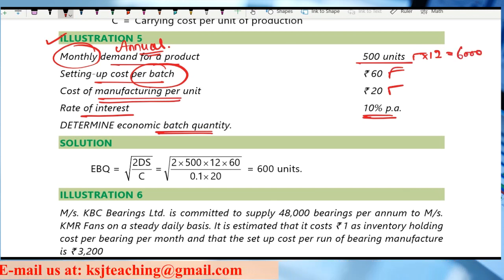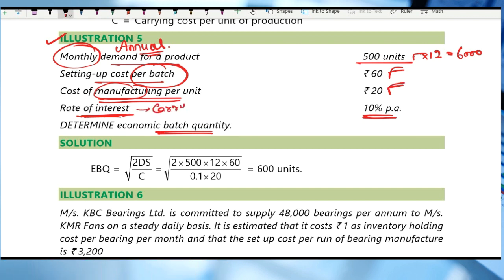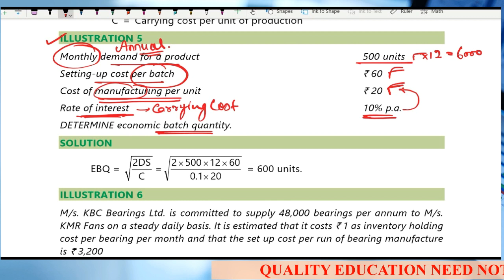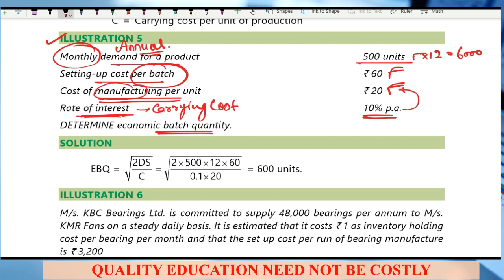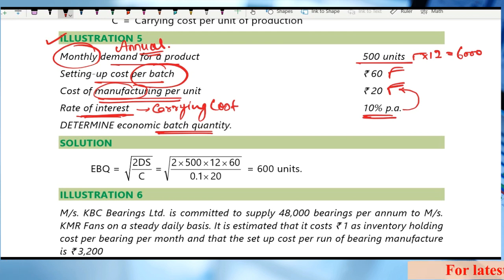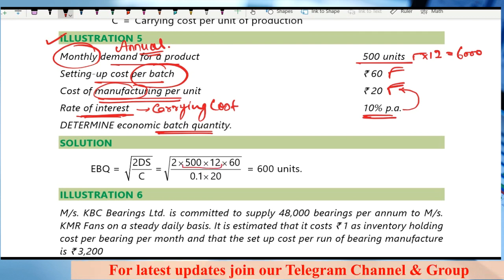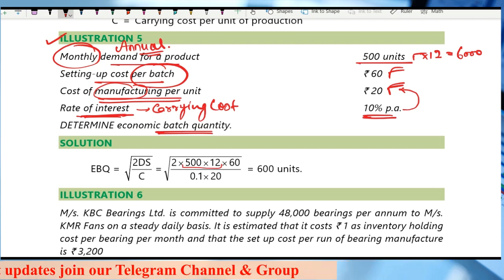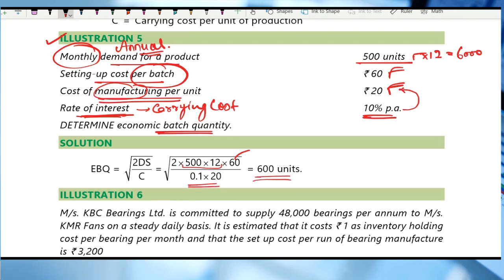Setup cost is given to you, cost of manufacturing per unit is given, and rate of interest, this will be your carrying cost. This will be your carrying cost and it will be calculated on your manufacturing cost. Right, there we used to calculate on the purchase price of the raw material, cost of raw material. Here we have to calculate the carrying cost on the basis of the cost of manufacturing. Clear, sir? So EBQ you can easily calculate. D is the total demand, basically annual demand. We have taken it as A, that hardly matters, you can take it as A, D, whatever. Right, 60 is your setup cost and 10% of 20 rupees, that will give you 600 units.